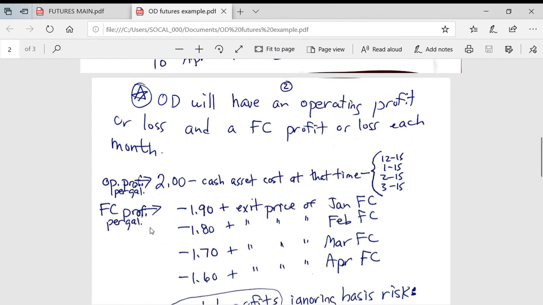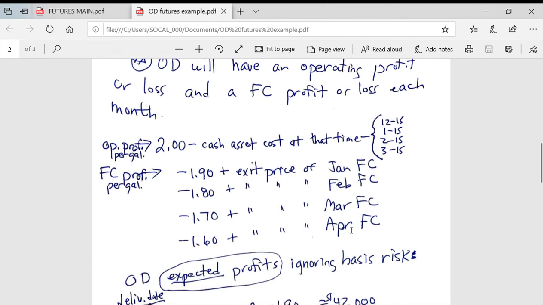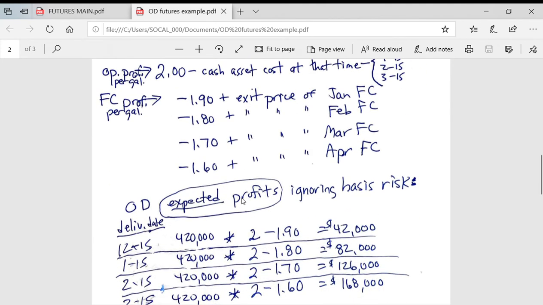the futures contract profit per gallon in February would be the price locked in on January 15th using the February contract. The futures contract profit would be minus $1.80 plus whatever the exit price of the February futures contract is on January 15th, when he actually takes a short position in that. Okay, and March and April as indicated here.